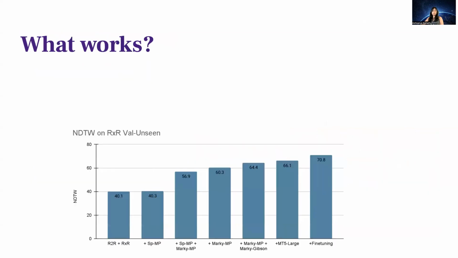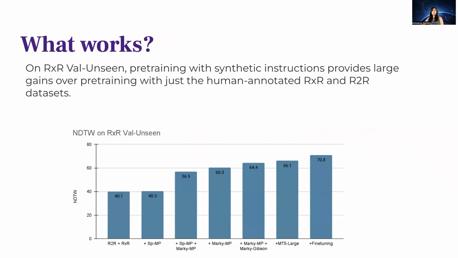So what works? We find that on RxR val unseen, pre-training with synthetic instructions provides a large gain over pre-training with just the human annotated RxR and R2R datasets. Interestingly, as you can see, by adding the speaker Matterport, we get not that much of a gain, but adding Marquee Matterport, which is generated by our improved Marquee instruction generator, gives a much bigger boost, and the score is 60.3 compared to 40.1 without any synthetic instructions.